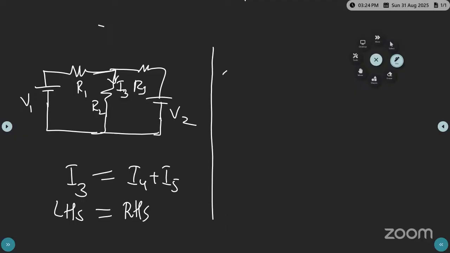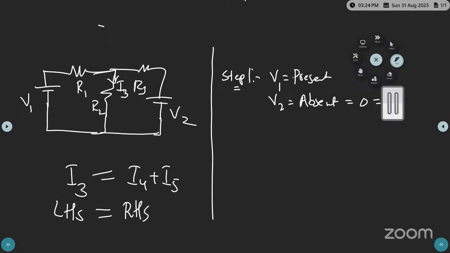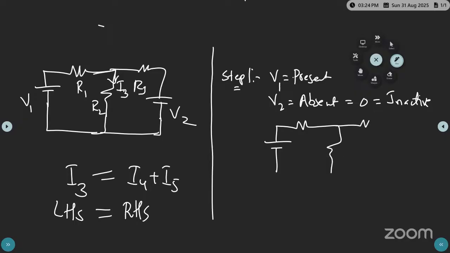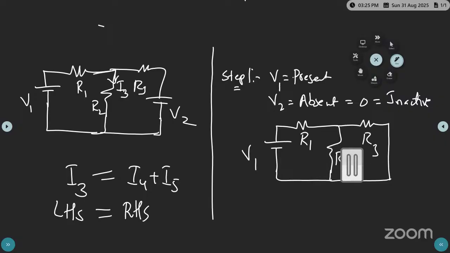See, name it as step 1. V1 is present. V2 is absent, or you can say V2 is equal to 0, or you can say V2 is inactive, keeping all other sources inactive. Then by applying this condition, the circuit will be redrawn as: V1 is present, V2 is not available, V2 is absent. Calculate the current in the circuit by considering V1. What about V2? Inactive. What is the current? I4.